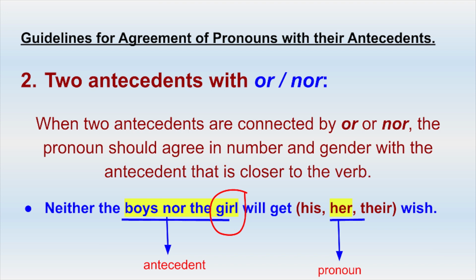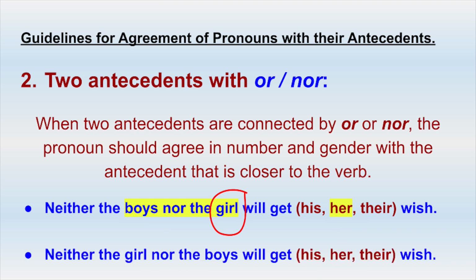If the sentence was written, neither the girl nor the boys will get blank wish, the pronoun would be their, because the antecedent boys is closer to the verb and boys is plural. So the correct pronoun is their. Neither the girl nor the boys will get their wish.